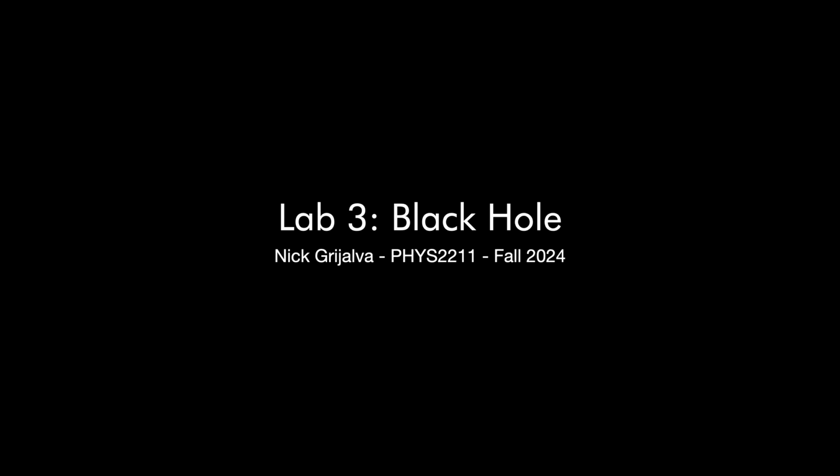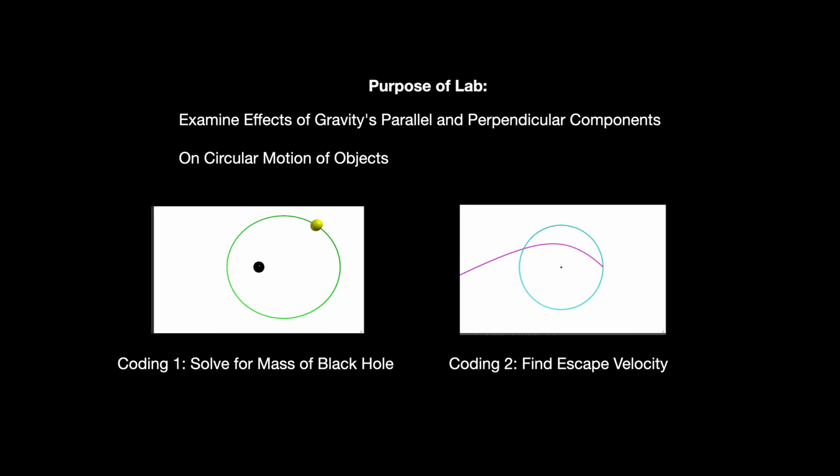This is Lab 3, Motion of a Black Hole. The purpose of this lab is to examine the effects of gravity's parallel and perpendicular components on the circular motion of objects. We will model these effects first on a star orbiting a black hole to determine the mass of the black hole, and secondly on a ship trying to escape off of that same planet.